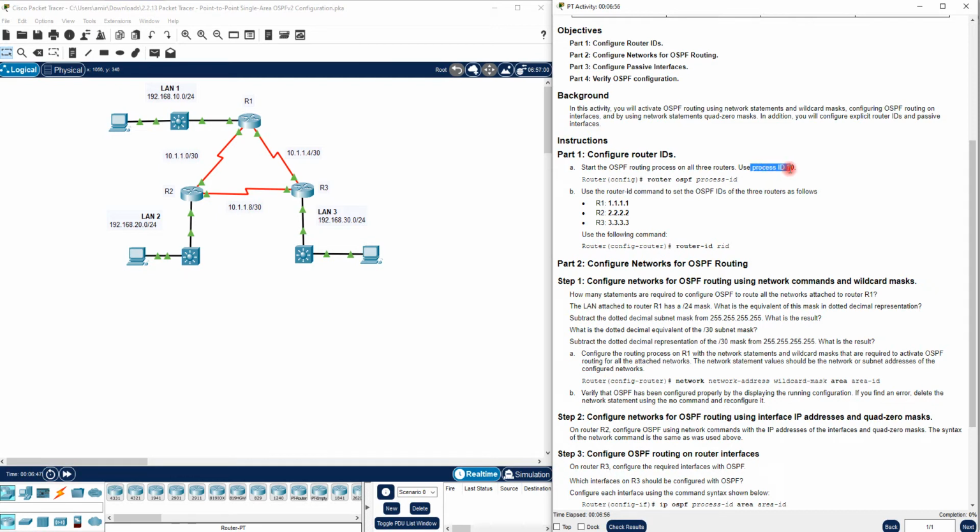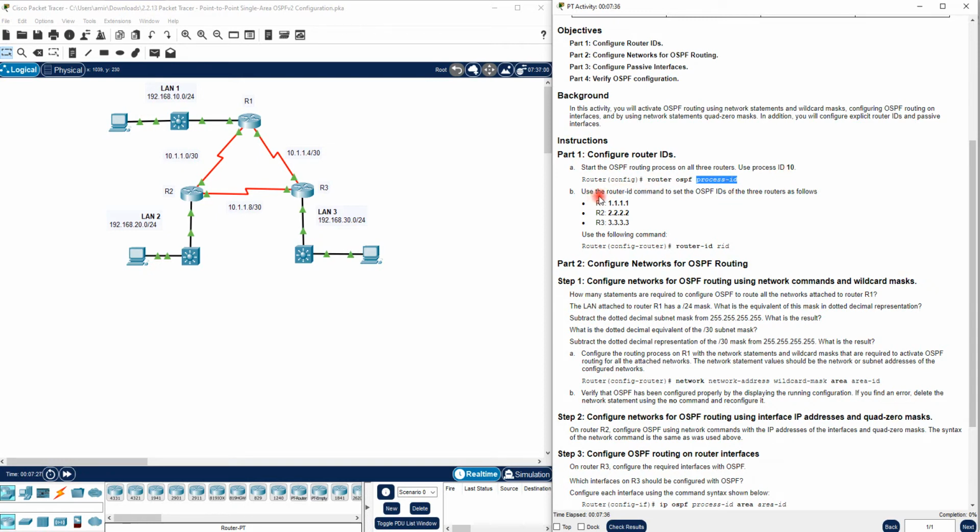This is the router ID, this is router ID 1111. And before that, we should talk about process ID. Process ID is a number. For example, if two or three routers like R1, R2, R3 want to establish neighborship, they should have the same process ID, like for example 10, and in this situation they can communicate together and establish neighborship.